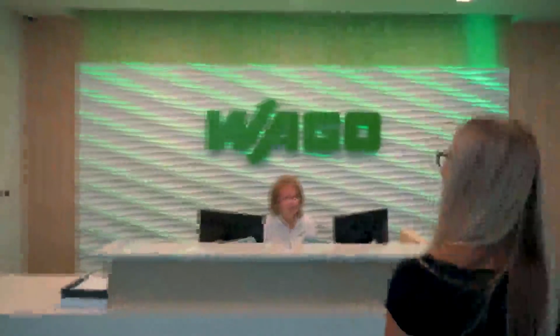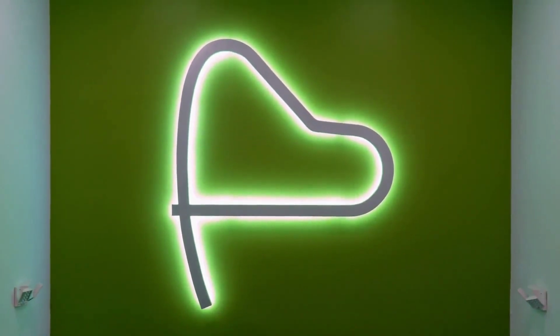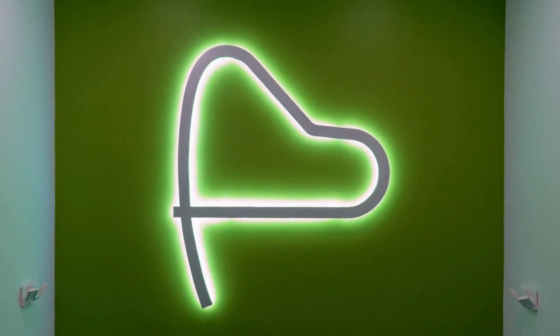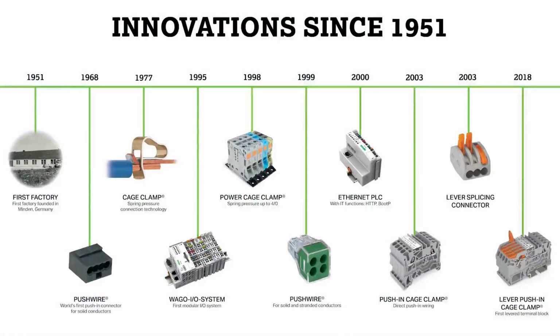Welcome to WAGO's North American headquarters located in Germantown, Wisconsin. As the innovators of cage clamp, WAGO has been the world leader for over half a century in the design and manufacture of termination systems incorporating spring pressure connection technology. We have been changing industry with our innovative products since our founding in 1951.